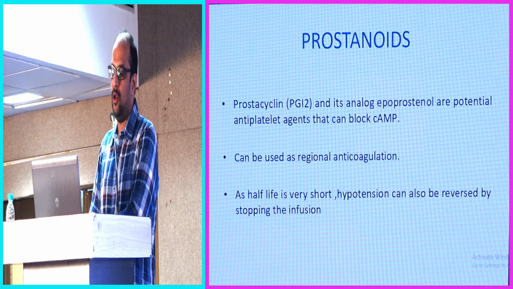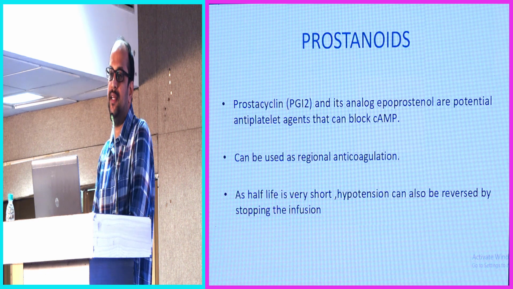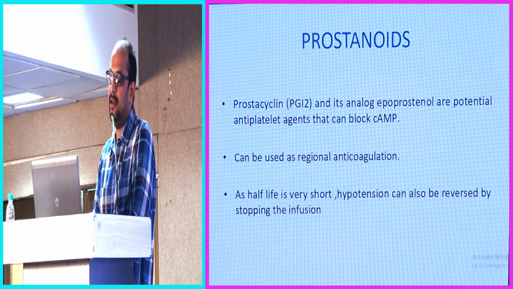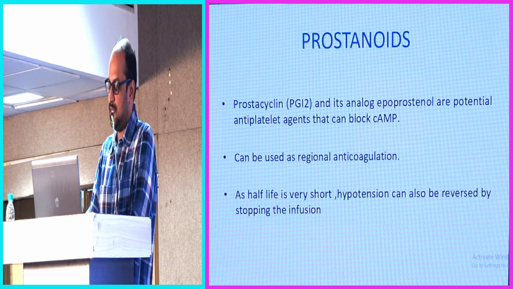And these are the new molecules, prostanoids. Prostacyclin and its analog epoprostenol are potential antiplatelet agents that can raise cyclic AMP. Because of this, they may cause some hypotension in the patient, and they have an advantage as a regional anticoagulation because their half-life is very short. At the same time, because of the very short half-life, if the patient develops hypotension, we can reverse it by just stopping the infusion.